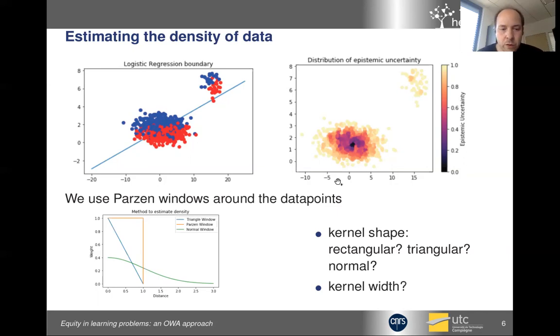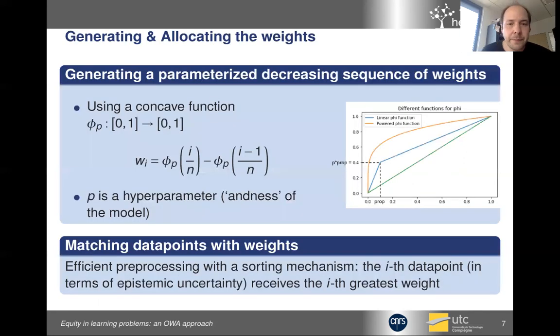Here I would like to emphasize that we do not want exactly to estimate the density, which is a very hard problem, but just to rank the points from the less dense to the more dense, which is arguably an easier problem to achieve. It's also why the shape and the width matter a bit less, since we basically want ordinal information about the densities. So now, how do we formulate the weights? For this, we use ideas that come from the ordered weighted averaging approaches.